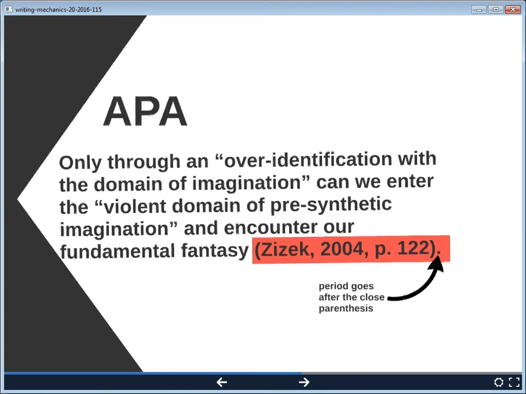So if in this sentence I had said something like, "Zizek argues that only through an over-identification," etc., I wouldn't need to put that in the in-text citation, because it would be a little bit redundant. That said, if you're ever unsure about what information to include, it's always better to include more.